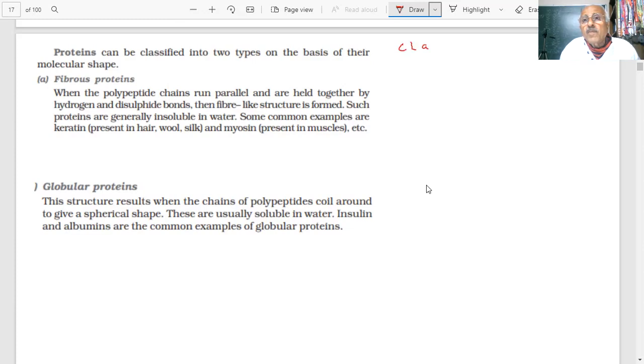Classification of proteins is important. How will we classify the proteins? One of the ways they have classified proteins is on the basis of their molecular shape. Basically, we talk of two types of proteins. Fibrous proteins.